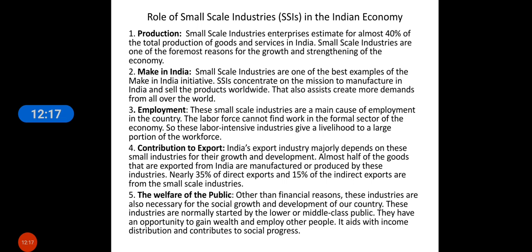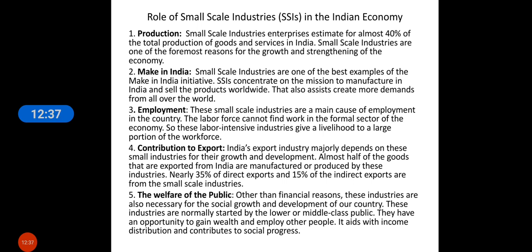Then employment. These small scale industries are the main cause of employment in the country. The labor force that cannot find work in the formal sector of the economy. So these labor intensive industries give livelihood to a large portion of our workforce.